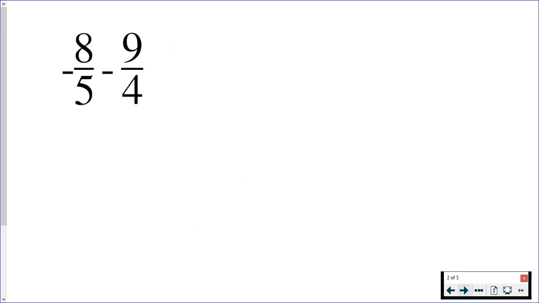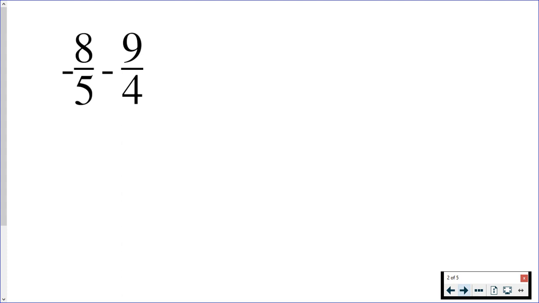Next, I'm going to subtract. It's the same rules as addition. If you look at this one, 5 and 4 are obviously not the same number, so I'm going to have to find a common denominator. Now, it's not like the last one. 4 does not fit into 5, 5 does not fit into 4, so this one is a little more involved than the last example. You need to come up with a number that 5 and 4 can both fit into.